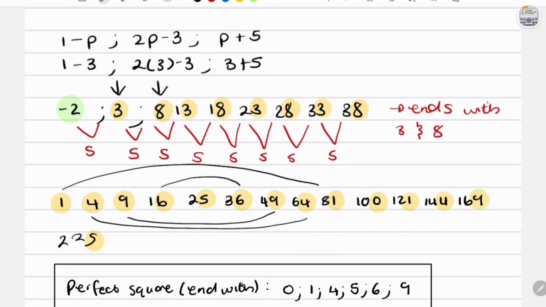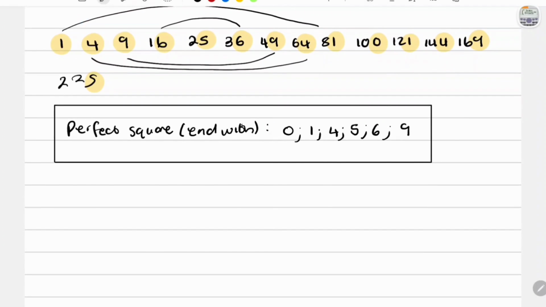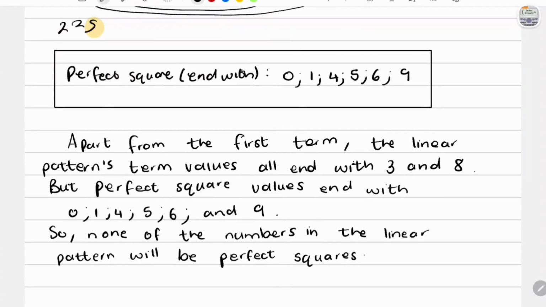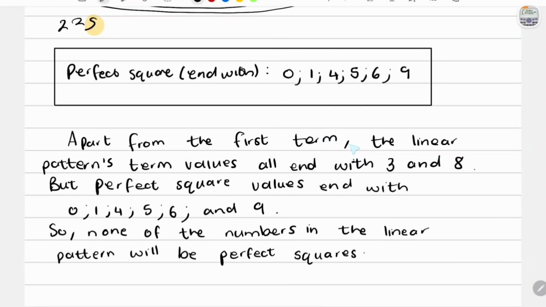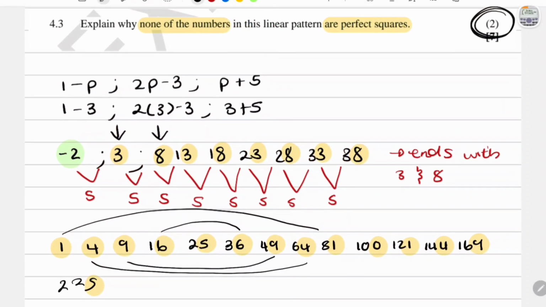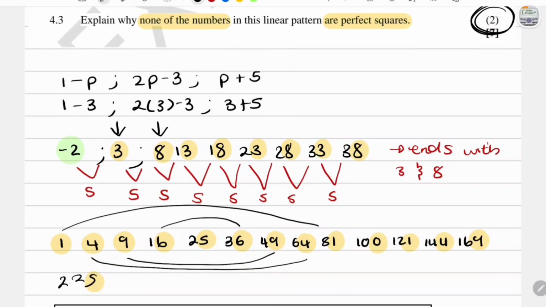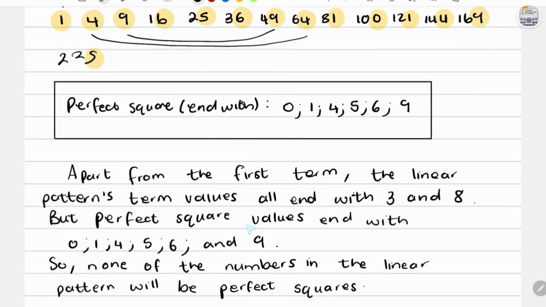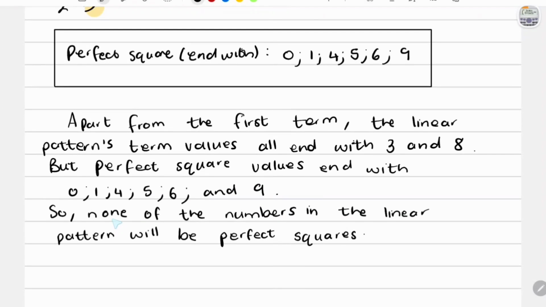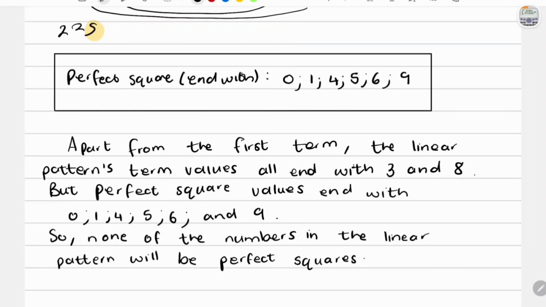So the reason, and I'll just write the reason down and then read it out. Okay, so this is my conclusion. Apart from the first term, the linear pattern's term values all end with 3 and 8, as we saw. The first term is 2, but everything else ends with 3 and 8. But perfect square values end with these numbers: 0, 1, 4, 5, 6, and 9. So this would mean that none of the numbers in the linear pattern will be perfect squares. So that will be the reason for that.